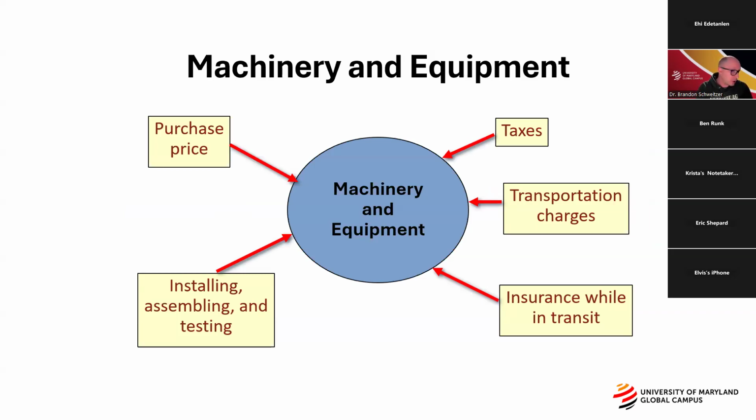When it comes to machinery and equipment, these fixed assets, when we add up the total price of these, it's the purchase price plus the installation and assembly and testing, plus transportation charges, plus the insurance while it's in transit, plus any taxes. All of these added up together equal the total cost of that piece of machinery or that piece of equipment. And so that becomes our book value for that machinery or equipment.